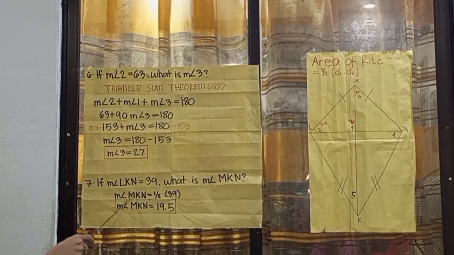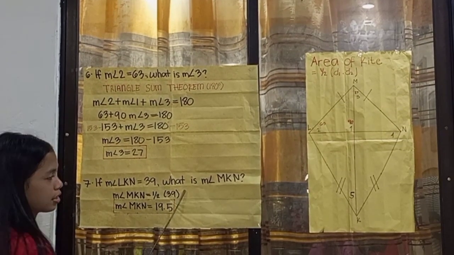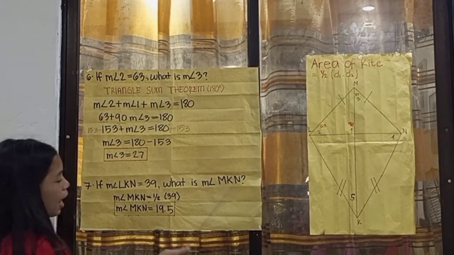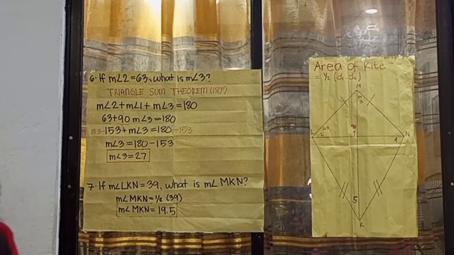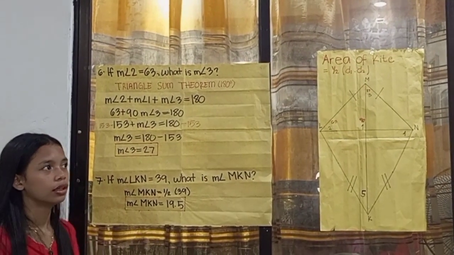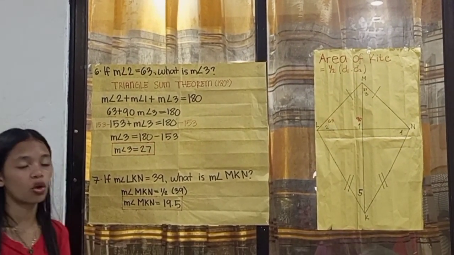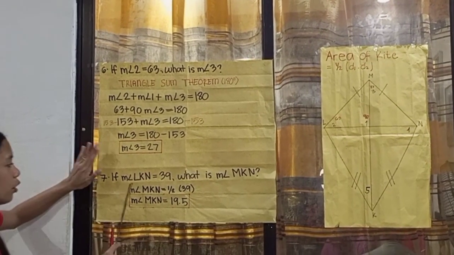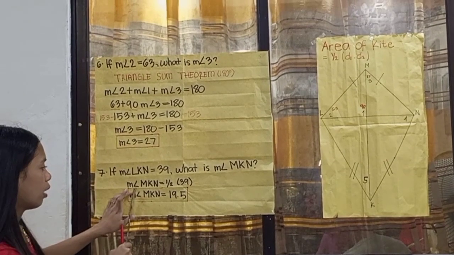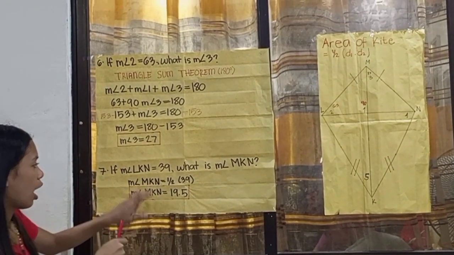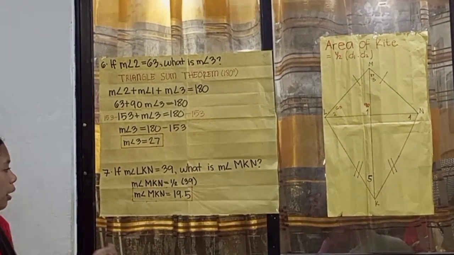Angle LKN is equal to 39. What is m angle MKN? So, kuan naman ni sila, di ba? Same nagyapon sa kato. 1 o sa 2 is congruent. O, pariyan na yapon. Since the m angle LKN is congruent to m angle MKN. Ay, sige. Therefore, pariyan na sila.